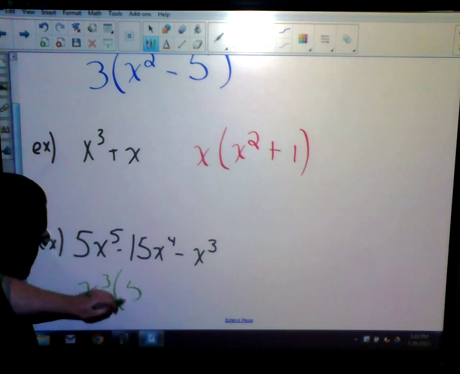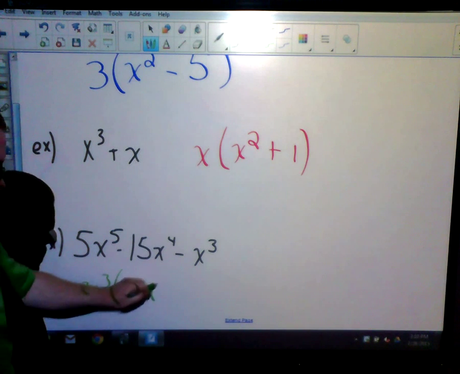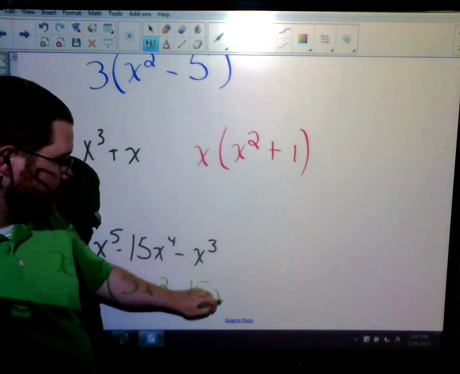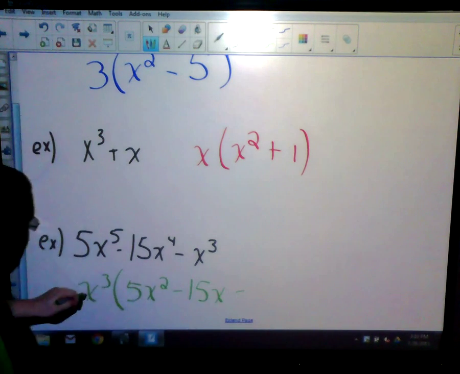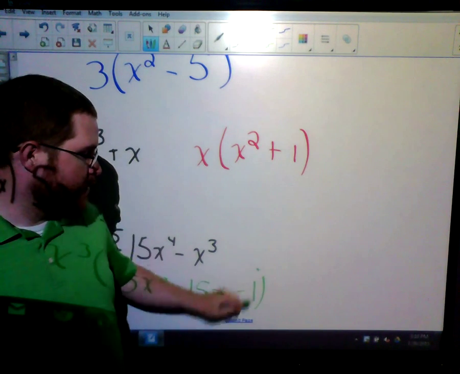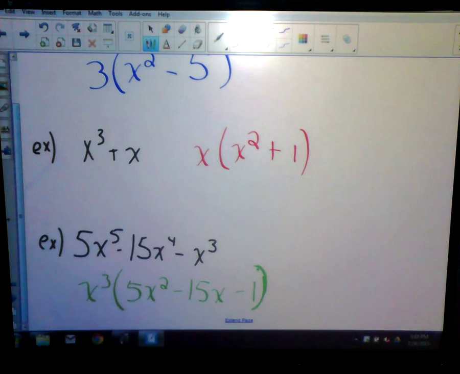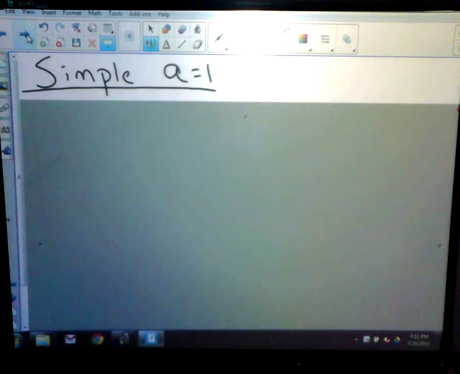There was 5 and 3 came out, so there's 2. There was 4 and 3 came out, so there's only 1x. All 3 of these came out, so I've got to put something there. I'll put a 1. If you want to check it, distribute it back in. So that's GCF. Now let's go with simple.